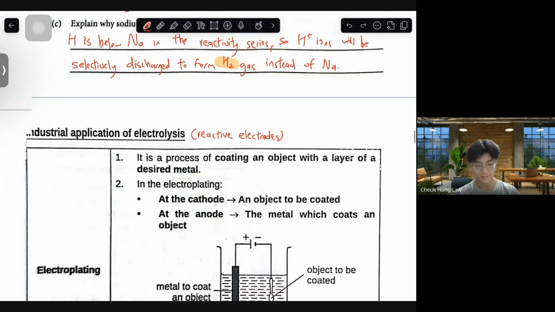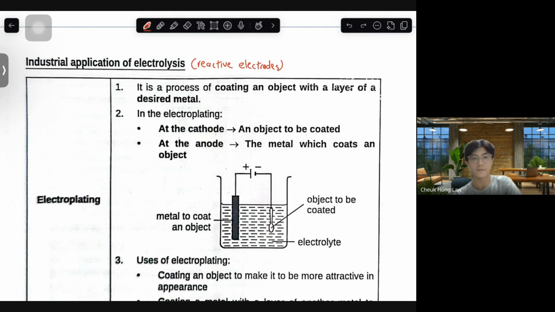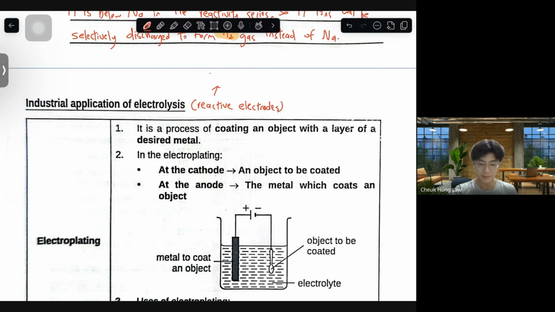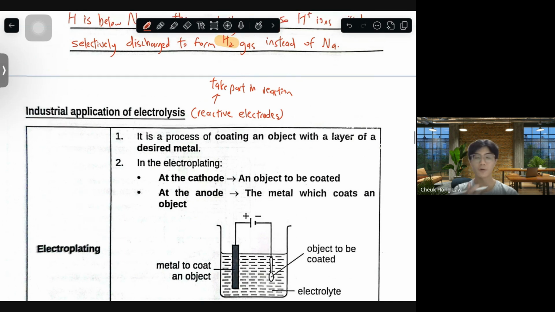All right. Let's move on to industrial application of electrolysis. So how do we actually apply electrolysis in industrial ways? Okay. Firstly, we use reactive electrodes. These are electrodes that will take part in the reaction, instead of your previous one. Previously, we had inert electrodes, right? That means they're unreactive, they don't take part in the reaction. But now your reactive electrodes can take part in the reaction.